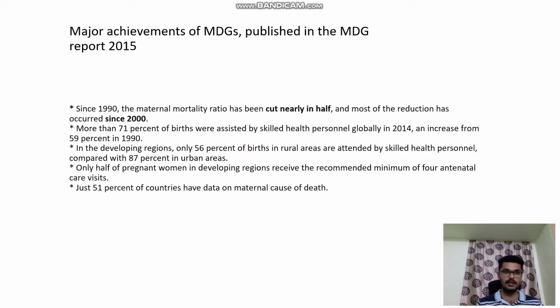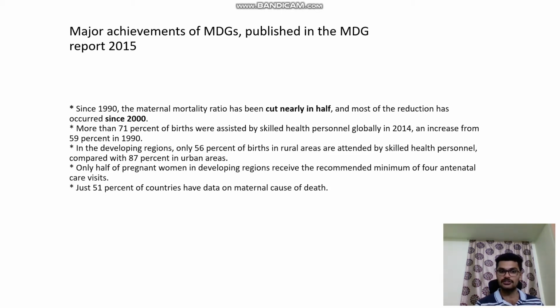Moving on, the Millennium Development Goals had come to an end by the year 2015, and the United Nations published the Millennium Development Goals report in 2015, and a few claims of that are listed here. The first two we just discussed. Since 1990, the maternal mortality ratio was cut in half, and most of that was after 2000. More than 71% of the births were assisted by skilled healthcare workers globally in the year 2014, which was an increase of 59% since 1990.